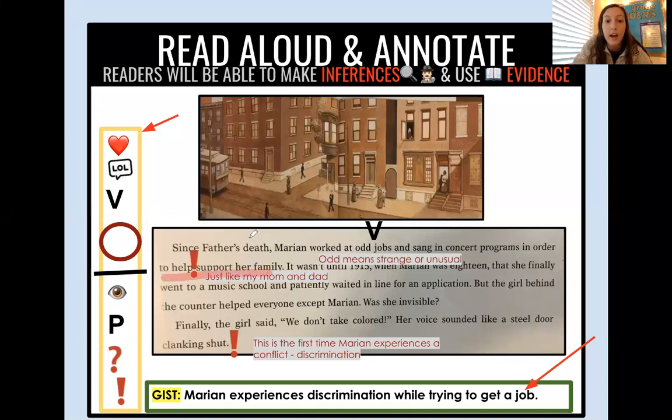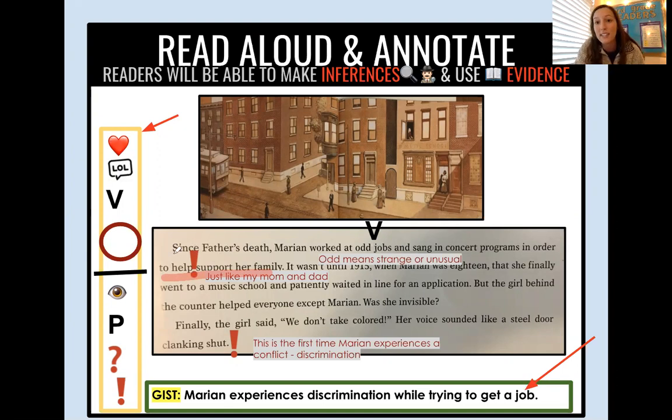It's very important that we understand that Marion was supporting her family with the money she made from the odd jobs. She started working because, as we know, her father passed away. And because her father passed away, it was harder for them to have money because he wasn't going to work. So Marion supported her family, and I annotated this with an exclamation mark.